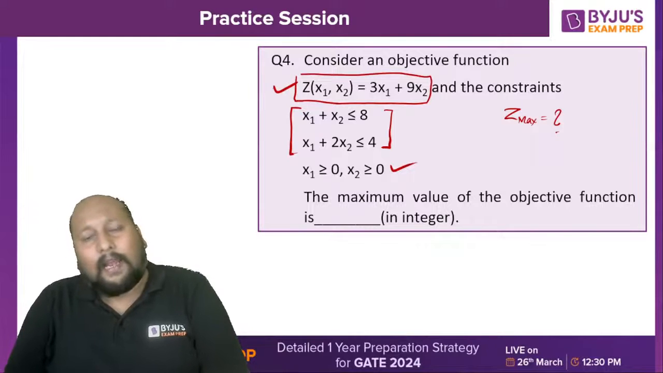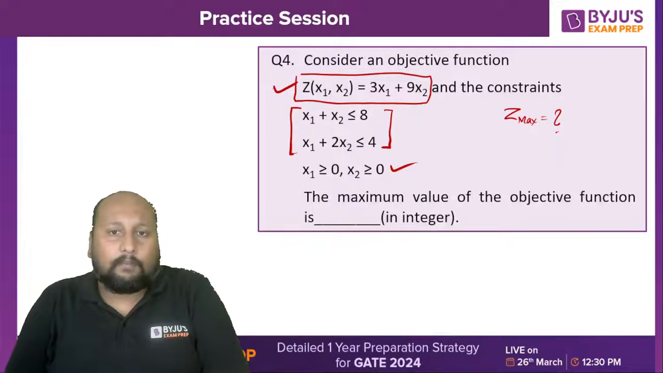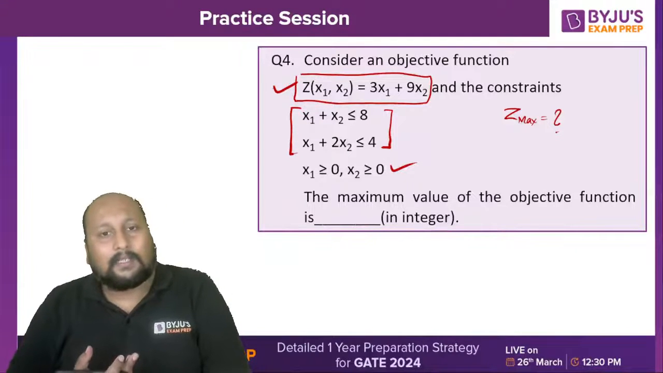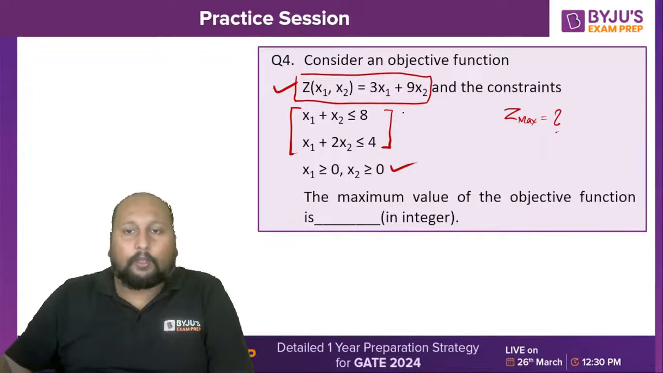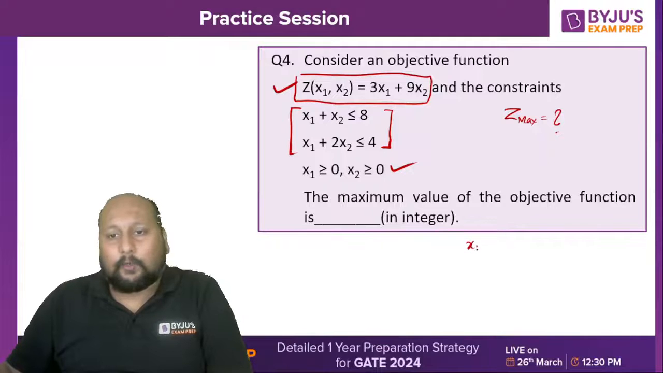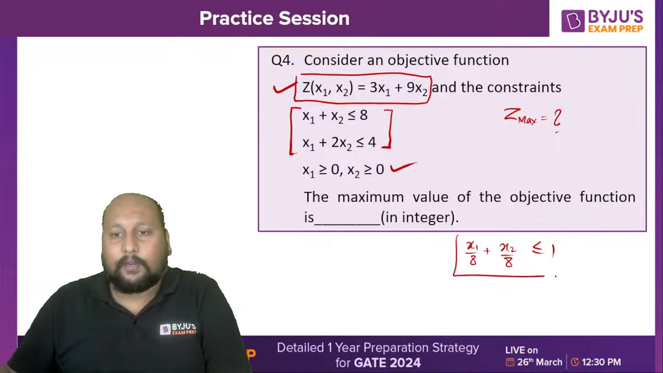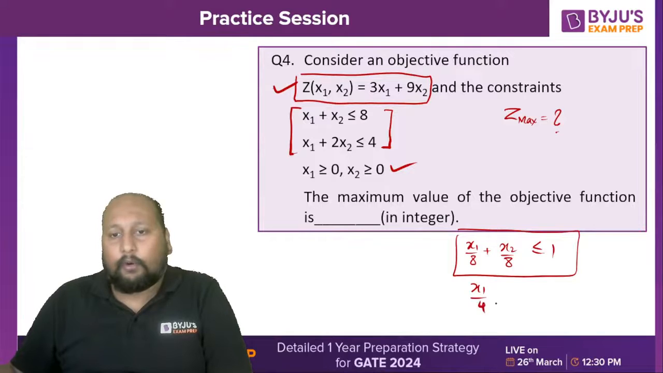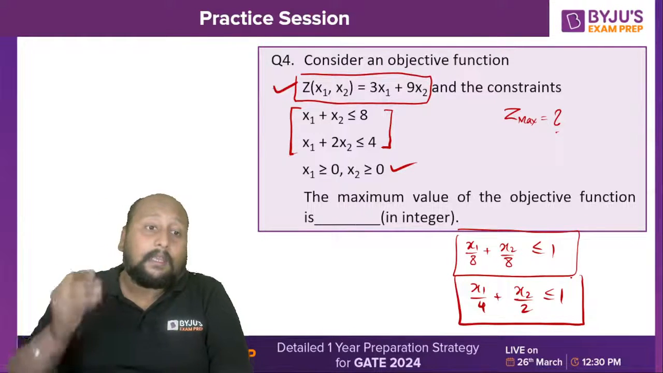Whenever you have this kind of situation, first of all, you try to convert the constraints into intercept format. So I can write the first constraint as x1 divided by 8 plus x2 divided by 8 less than or equal to 1. This is the first constraint. And the second constraint can be written as x1 divided by 4 plus x2 divided by 2 less than or equal to 1. So we have written the two constraints in the intercept format.